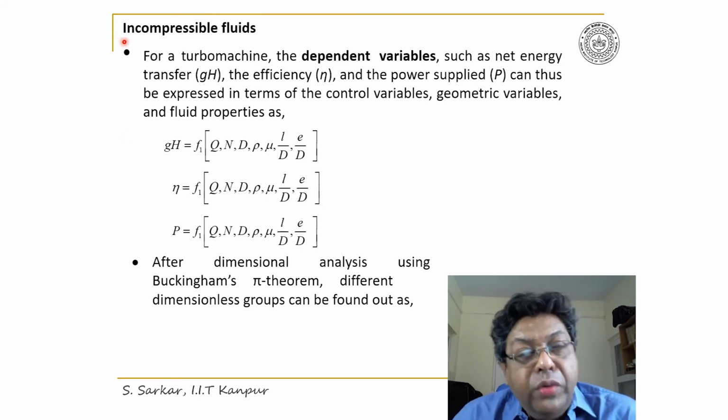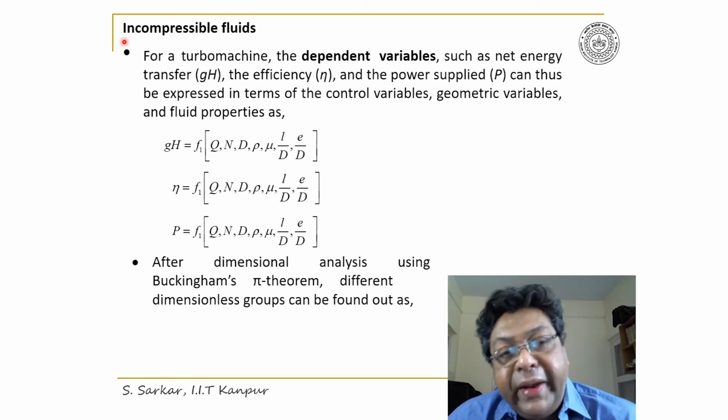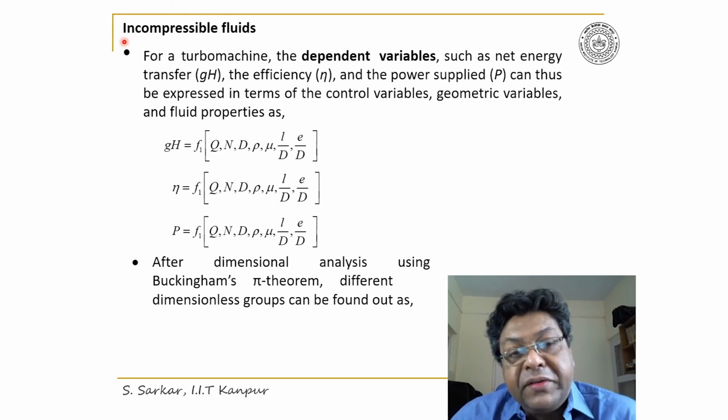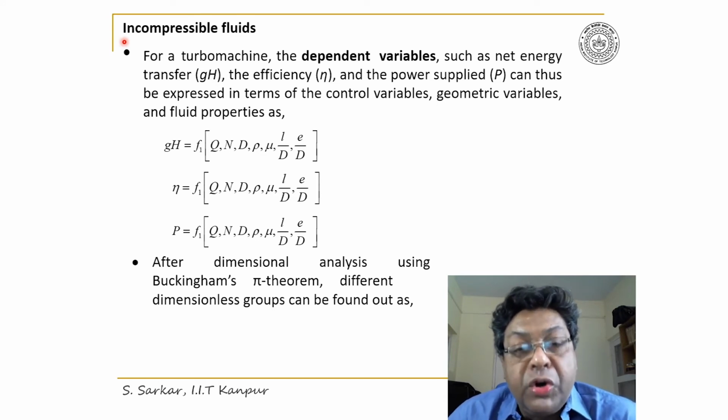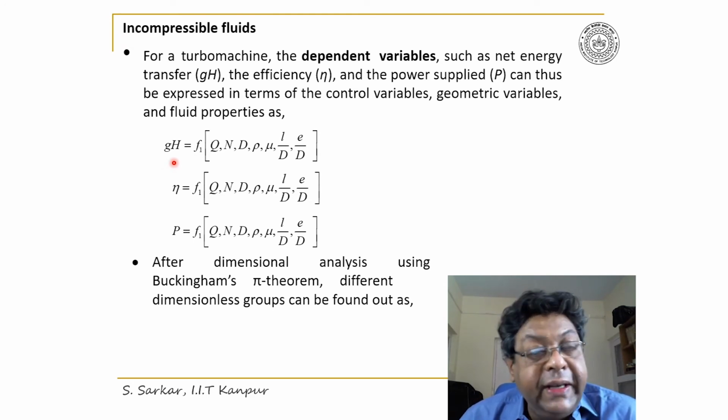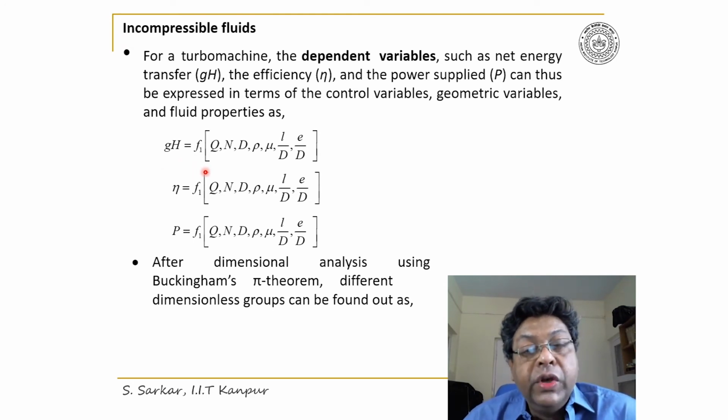Let me consider now incompressible flow. Here, for a turbomachine, the dependent variables such as energy transfer, efficiency, and power can be expressed in terms of control variables, geometric variables, and fluid properties, such as g times H is a function of Q, N, D, rho, mu, L by D, and e by D.